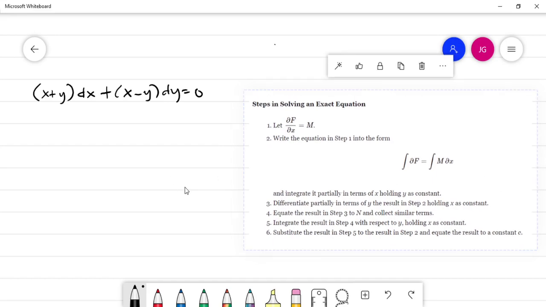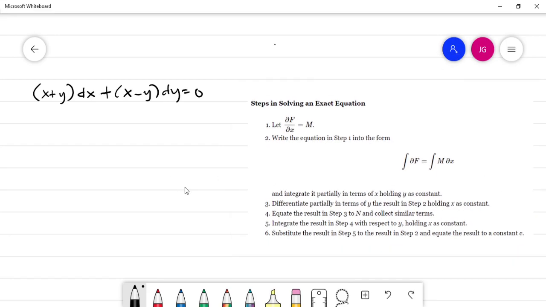Okay, welcome guys to another topic that we will discuss, which is exact equations. So in exact equations, guys, we have steps in solving an equation.